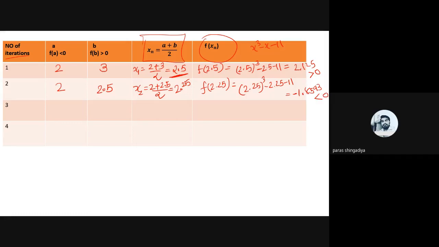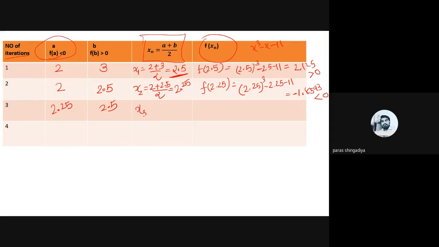So what we'll do in the third iteration, we'll replace the negative point. And what is our negative point? 2 is the negative point because f of a is negative here. So replace this 2 by 2.25 here, and here 2.5 as it is. In the next iteration, we will modify our interval. Why is it 2? Because f of 2 is negative. So we replace the negative point with the new point, and here 2.5 as it is.